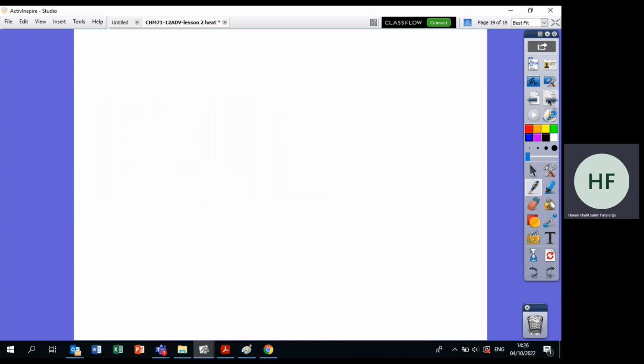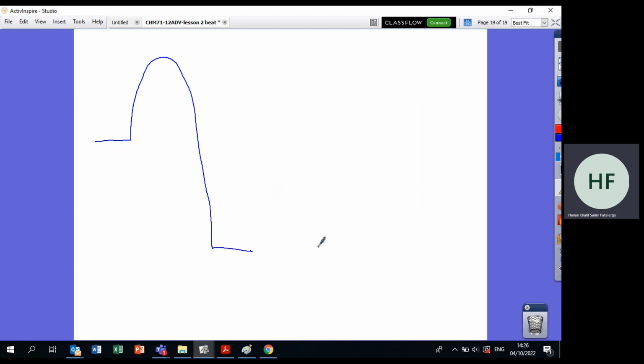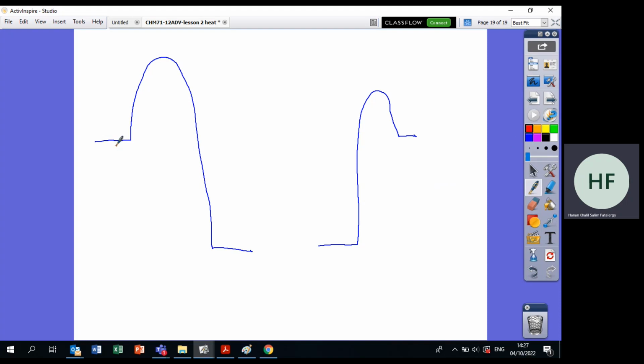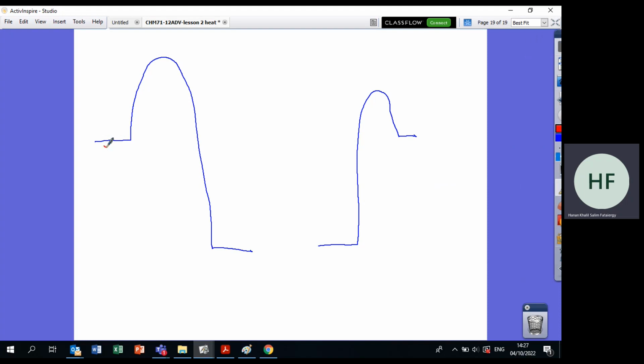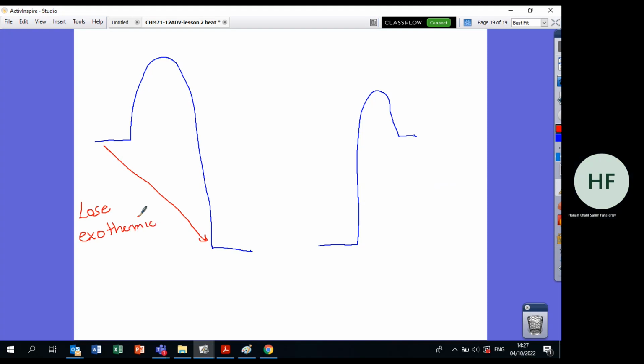Okay, now these two graphs. Let me explain to you these two graphs. There are two types of energy diagrams. You either have this graph or you have this graph. As you can see here in this energy diagram, this line is going down. So I say this is losing energy. This is exothermic, energy is released.